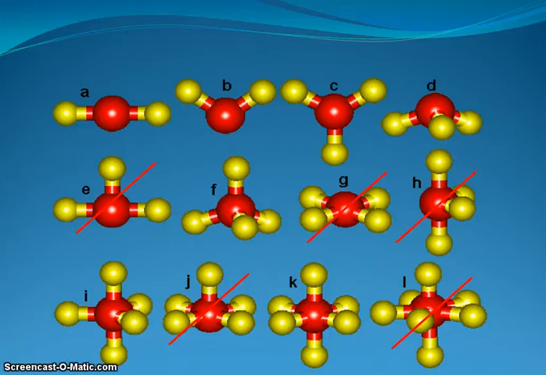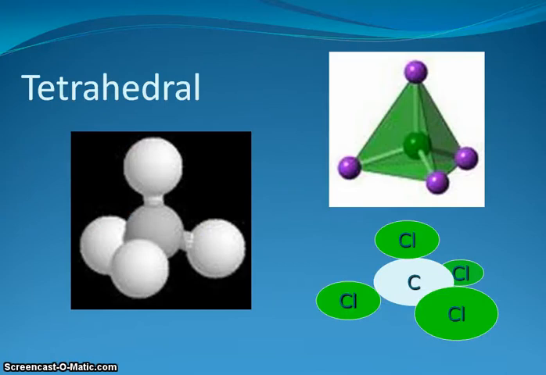And then moving on to I, the structure labelled I is called trigonal bipyramidal. An example of this would be PCl5. And then lastly, K structure is octahedral, and an example would be SF6. And we're going to move on and look at a few structures in a little bit more detail.